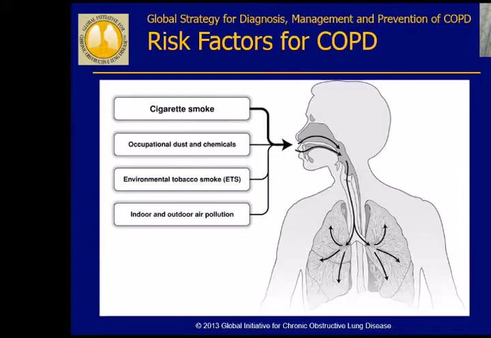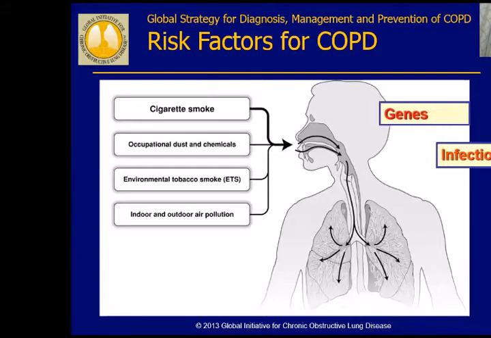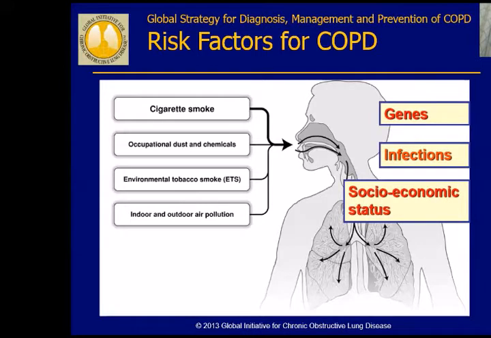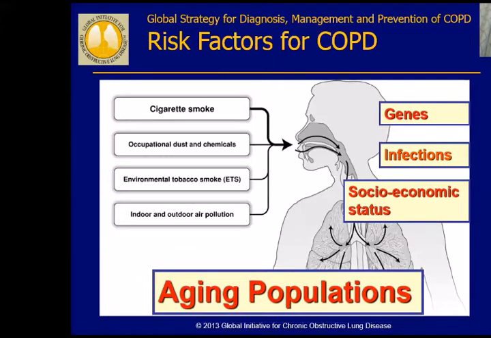And occupational: people working in industry occupations without proper protective gear. So anybody who has a genetic predisposition, who has frequent chest infections in childhood, or belongs to a lower socioeconomic status, is more likely or more prone to develop COPD if exposed to cigarette smoke, environmental smoke, or occupational smoke. So these are the main reasons for that.